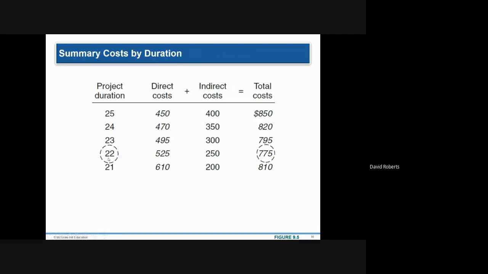So then you have this total cost. And again, I will go through some examples from your textbook, which might make this a little bit more clear. At 25 days, it's going to cost you $850. At 24 days, $820. At 23 days, $795. At 22 days, $775. At 21 days, $810.